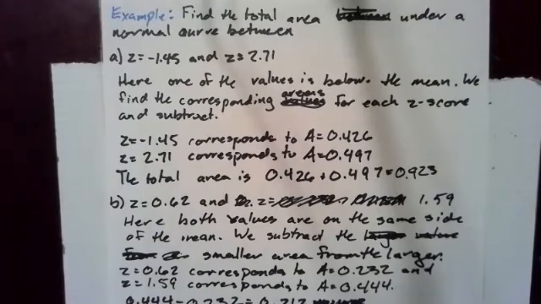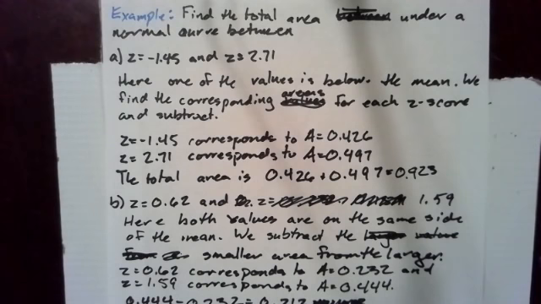We find the corresponding areas for each z-score and add them. So z equals negative 1.45 corresponds to an area of 0.426, and z equals 2.71 corresponds to an area of 0.497. The total area is 0.426 plus 0.497, which is 0.923.